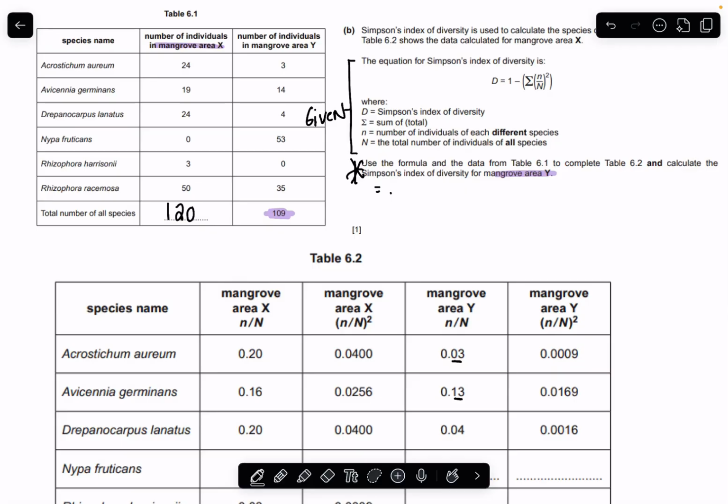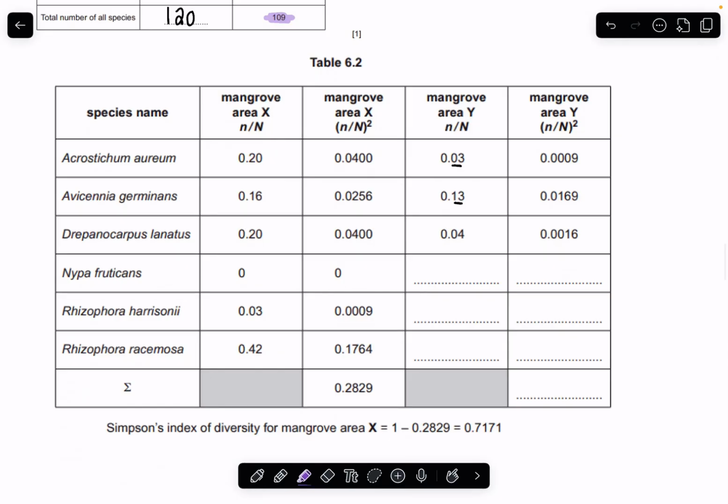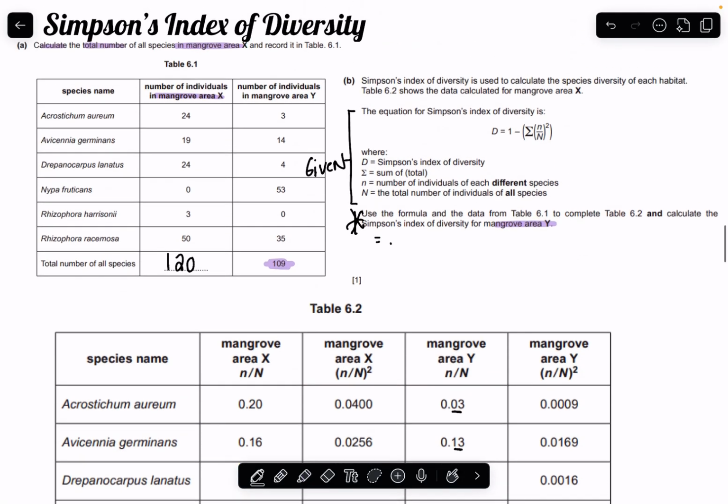So looking at the table 6.2, we have 3 organisms in mangrove area Y that are missing information. So the first part is we have to look at mangrove area Y, lowercase n divided by uppercase n. Lowercase n is different species, uppercase n is all species. So we're going to take the lowercase n and divide it by the uppercase n, which is the total.